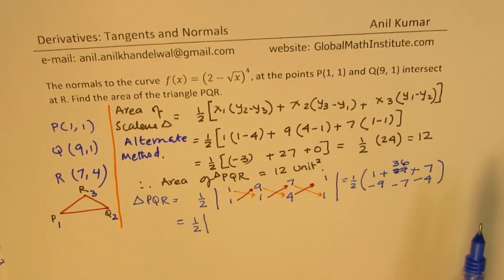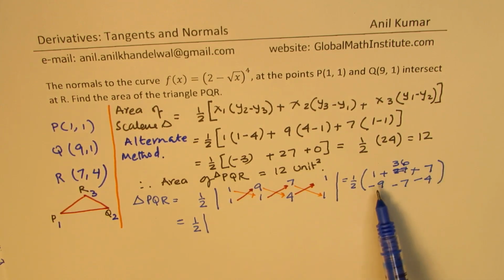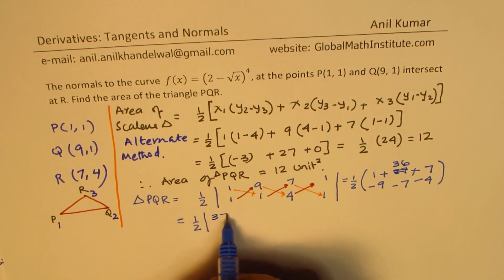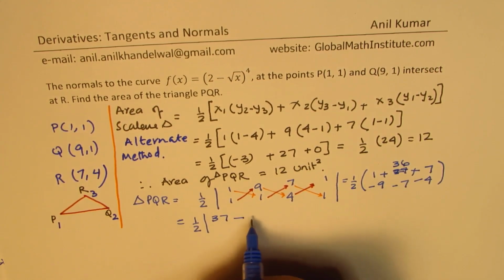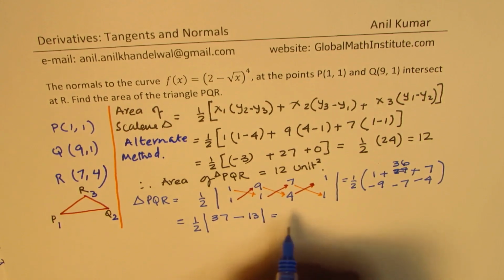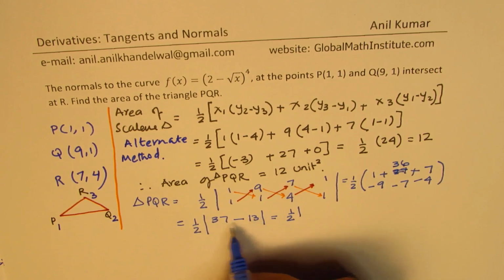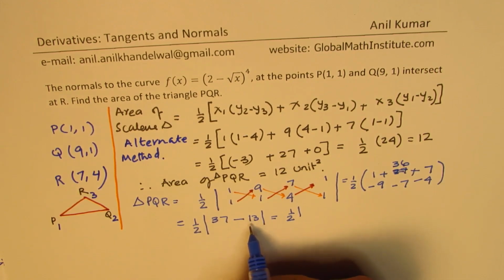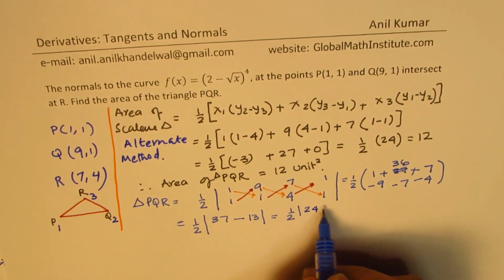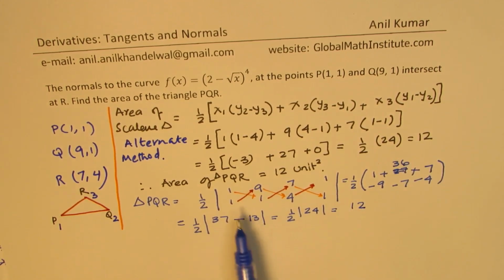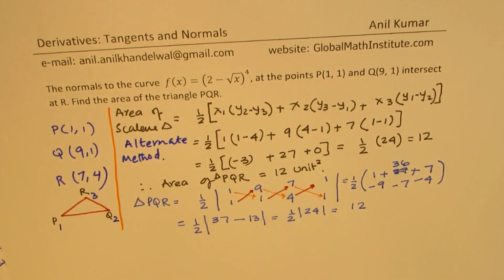Now we can do the calculations. 7 minus 7 is 0. And 36 plus 1 is 37. So we get 37, take away 13, which is half of. We have to take the absolute value, since sometimes you may get a negative answer. So which is 24, right? And so you get 12. So you get the same answer. That is another way of writing and calculating, so some of you can use this method also. I hope that makes sense.